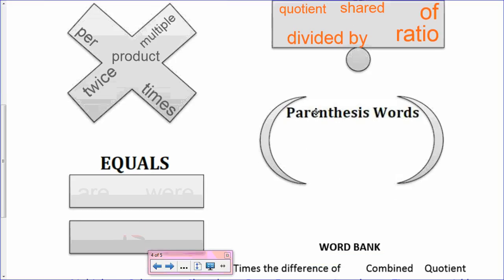Parenthesis words. We talked about this a little bit in class, where it's something we have to get. So like it's an answer to something. So times the difference of, meaning we'd have to do subtraction and then multiply it with something. Okay? So that difference, the subtraction stuff would be in parentheses. Twice the sum of, 2 times the sum, the answer I would get from that. Okay?